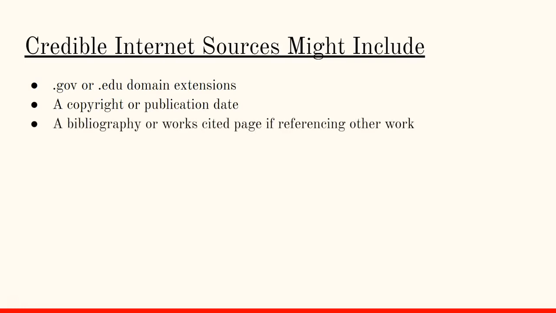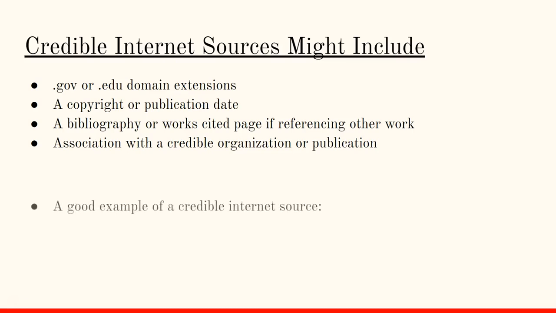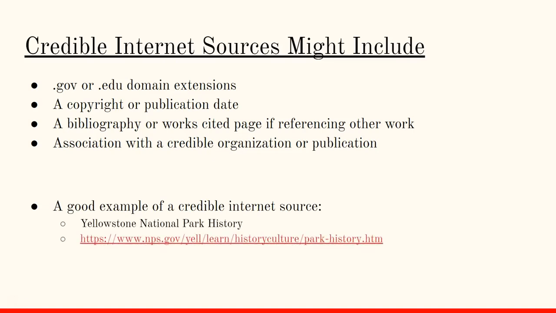If the information cites other resources, then it should include a bibliography or works cited. I would say that an internet source which cites other sources without a bibliography would be a red flag for its credibility. Finally, if the internet source has an association with a credible organization or publication, there is more of a chance that the information you have found will be accurate and credible. Credible organizations and publications are varied and can range from an organization such as NASA to a publication such as the Merriam-Webster Dictionary.